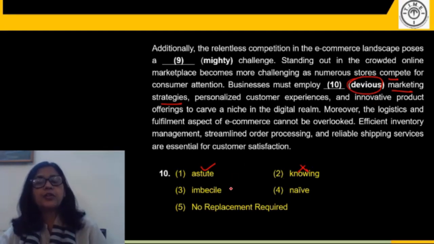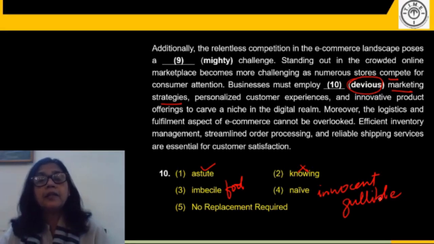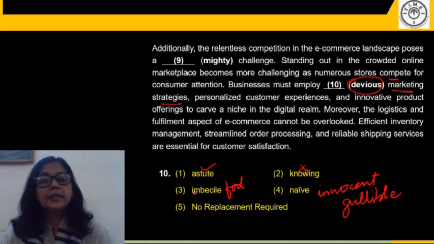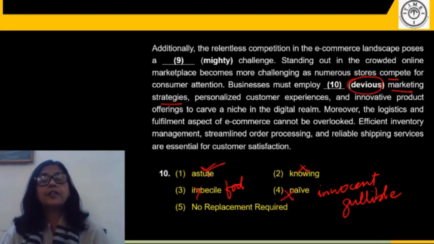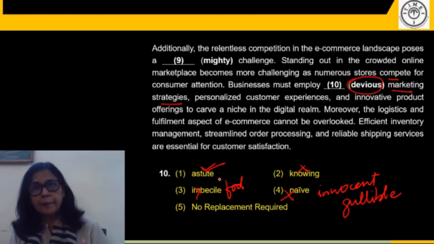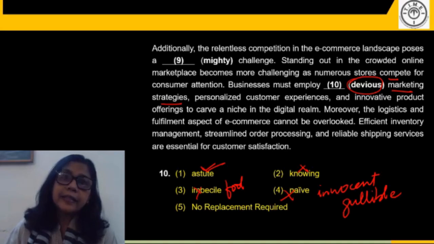Imbecile is used for a fool. Yes, naive is somebody who is innocent, gullible. So, innocent marketing or naive marketing. Naive marketing is not going to help the businesses be in competition with the others. So yes, imbecile, naive ruled out, and we have astute, yes, used as a positive word over here that best fits the context. So astute means having or showing an ability to accurately assess situations or people and turn them to one's advantage.